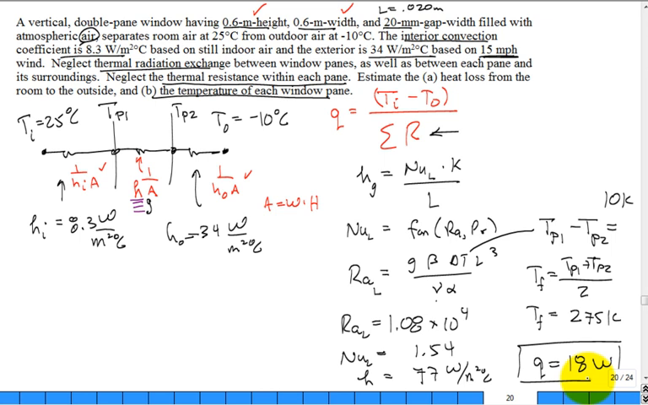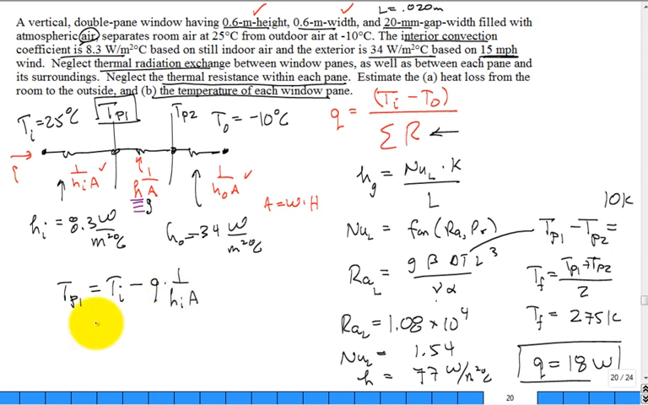Did I iterate? No. Could I iterate? Yeah. Will it change the answer? Yes, some, but not a lot. It'll refine it. Then I go back, and how do I calculate the temperature of pane 1? Well, we just did what the Q is through the whole system, isn't it? So using the answer for part A, the temperature of pane 1 is the temperature on the inside minus the Q times that resistance on the inside. The resistance on the inside is 1 over h inside area.